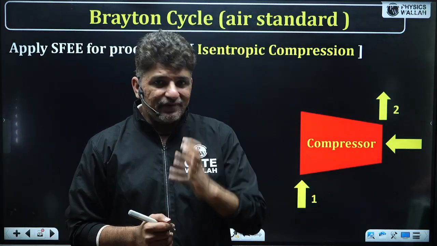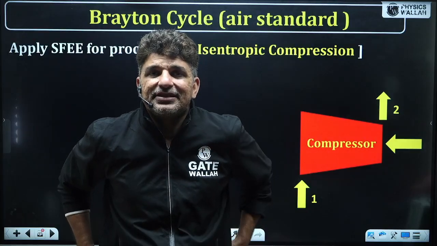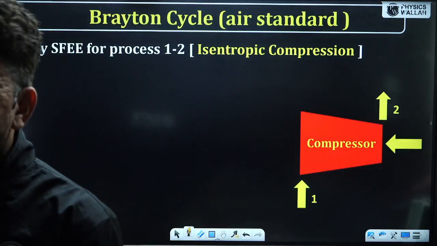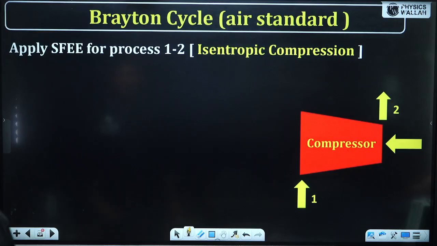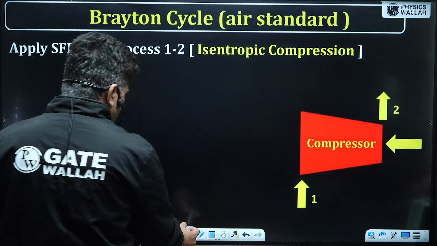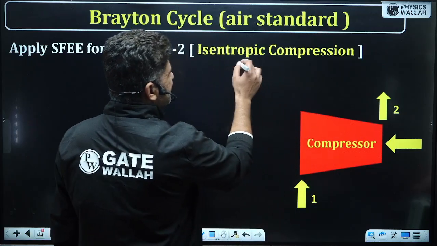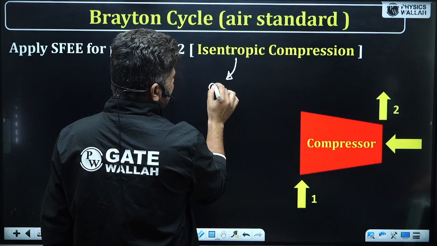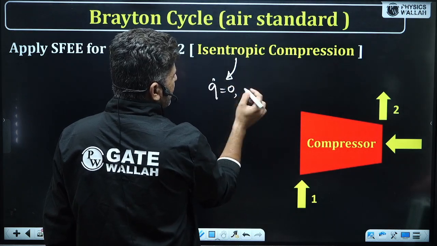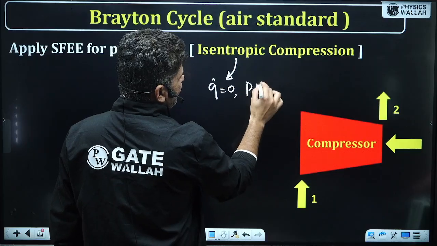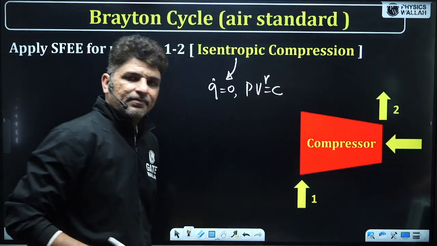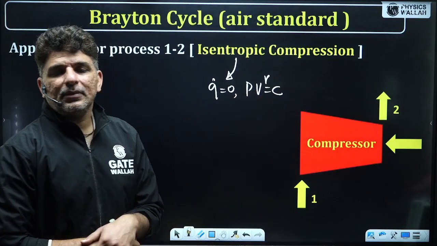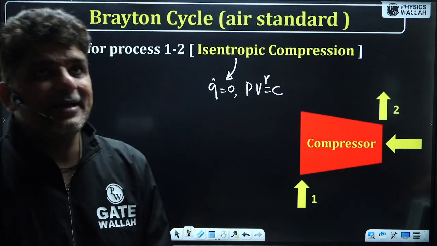Okay, so when we talk about the first device, which is the compressor. The compressor is the device where isentropic compression happens. What do you mean by isentropic compression? Isentropic means entropy remains constant, and this process has Q dot equal to 0 and PV to the power gamma equal to constant. Isentropic is reversible adiabatic. The process is reversible adiabatic.